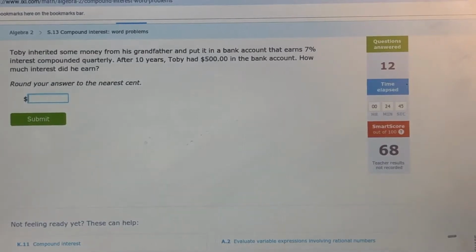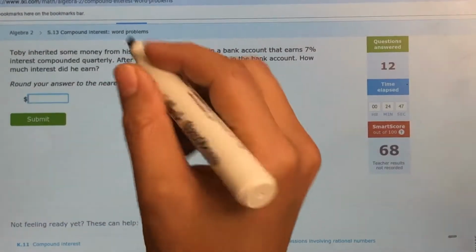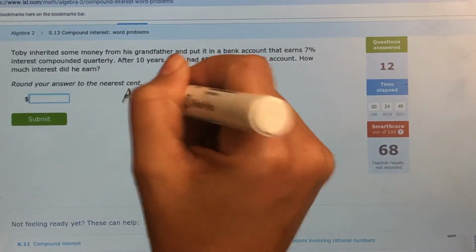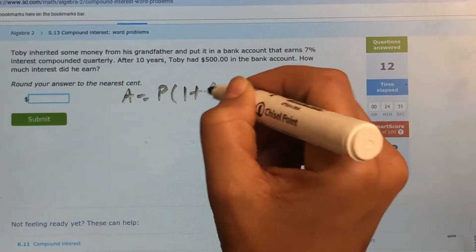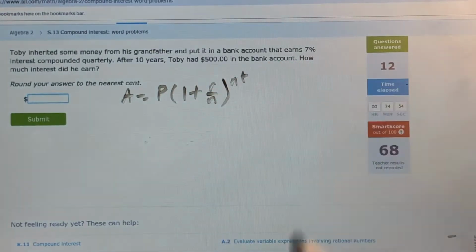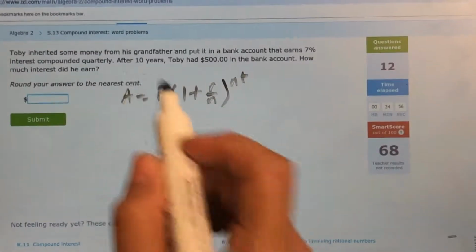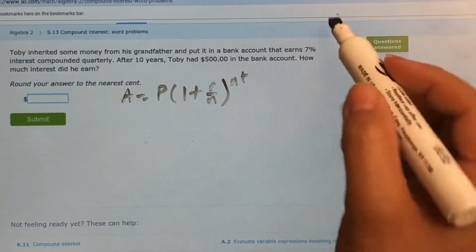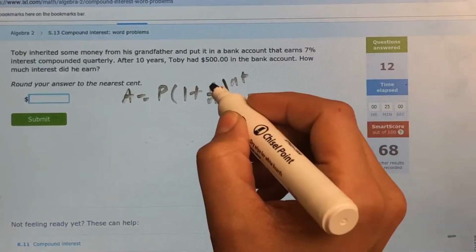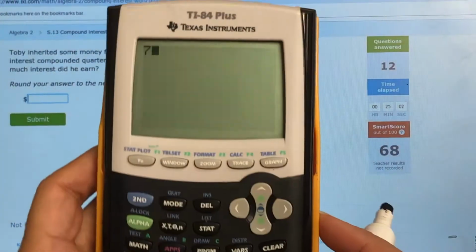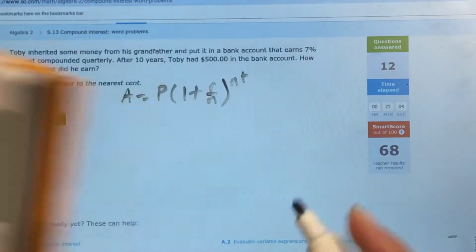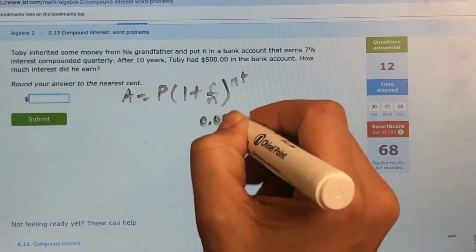All right, so again, start off with writing down the formula. So A equals the principal times (1 plus R over N) to the N times T, and then fill in the information. Inheritance of money from grandfather, put in the bank that earns 7%. So 7%, remember, is interest. Make it into a decimal. So 7 divided by 100 is 0.07. So 0.07 over.